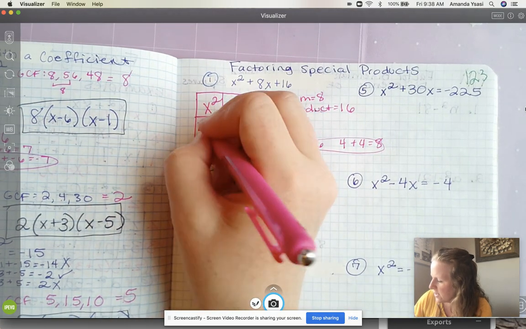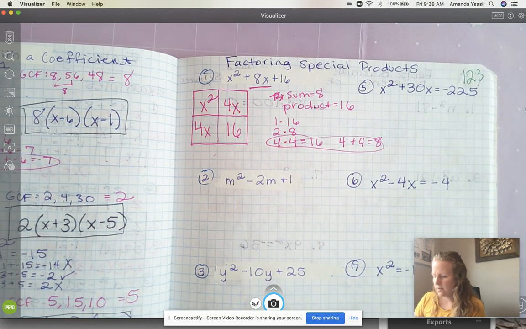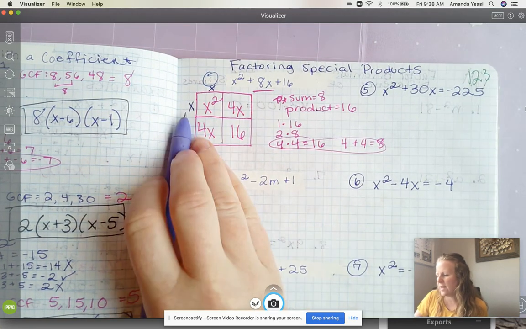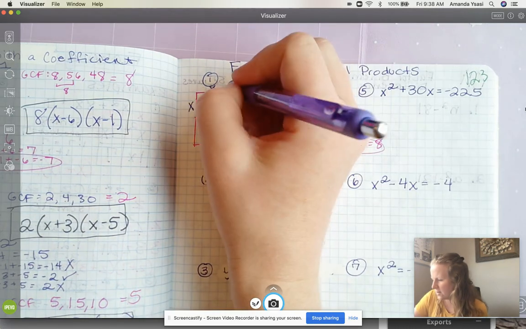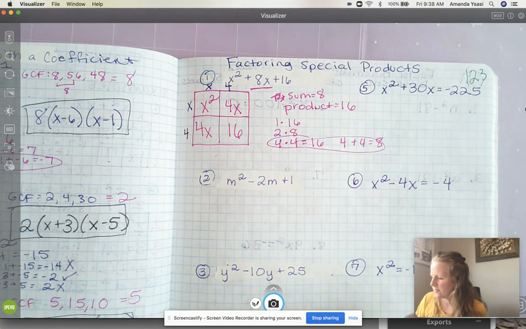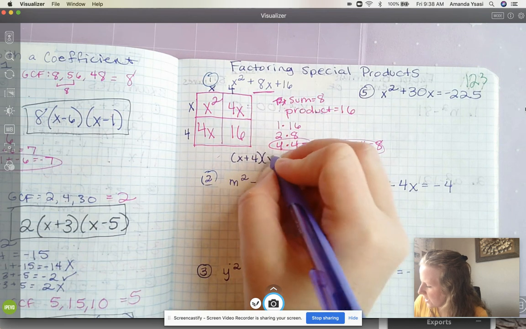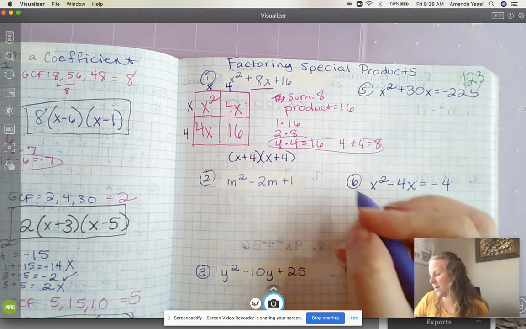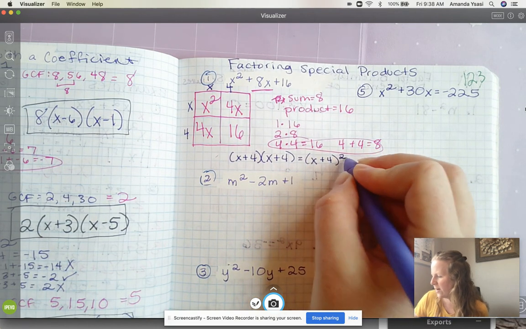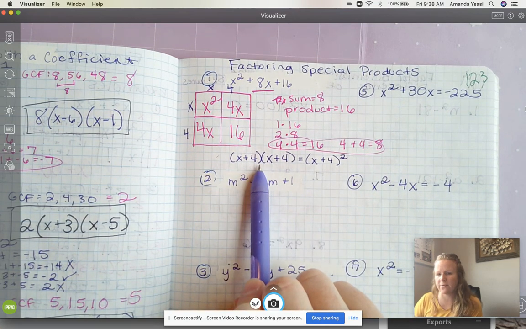So then this would be 4x, and this would be 4x. Whenever I factor out, this is x times x. And then x times what gets 4x? It's 4. And then x times what gets 4x? So we actually have the same exact thing. So it's x plus 4, x plus 4. And because this is the exact same thing, we can also write it as x plus 4 squared. So see how 4 plus 4 is 8, 4 times 4 is 16.